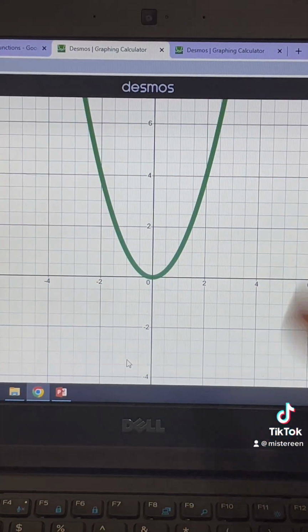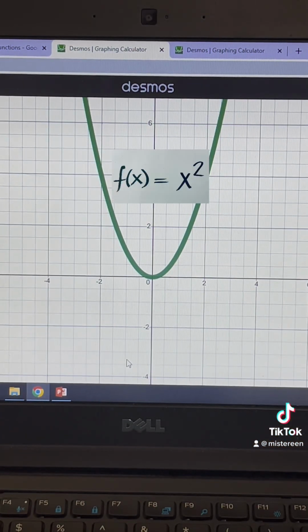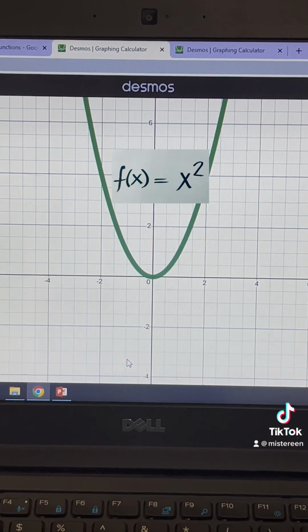Next, we have here again the quadratic function, the parent function. The equation is f of x equals x squared. Now this time, what if we add a number, not after x squared, but we add a number to x?